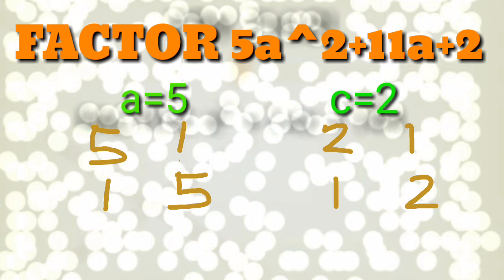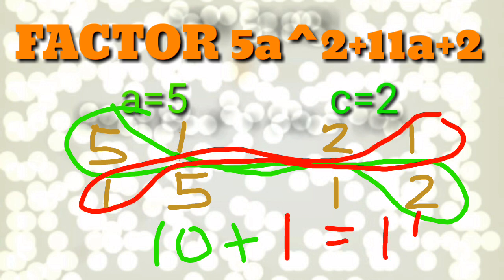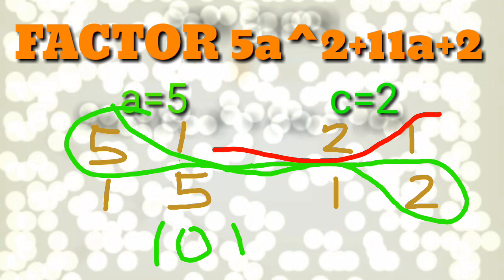So we will proceed to the next factor, which is 5 times 1 and 1 times 2. We will cross multiply it again. So 5 times 2 is equal to 10, and 1 times 1 is equal to 1. 10 plus 1 is equal to 11. And their sum satisfies the middle term, which is 11 is equal to 11.